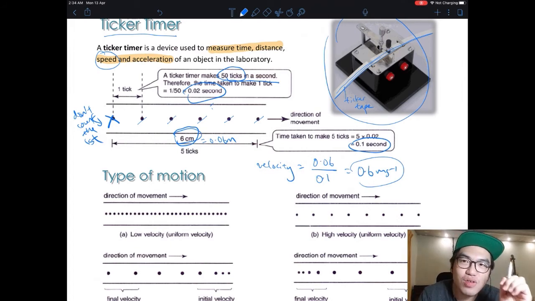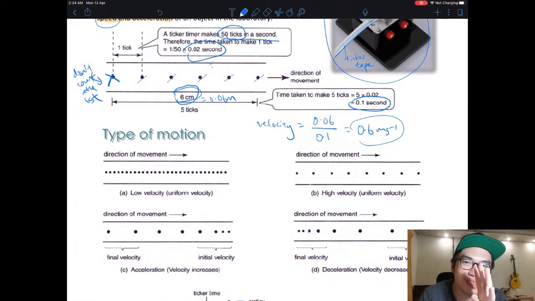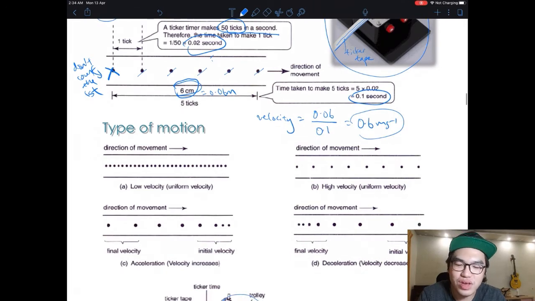Okay, so let's look at our tape. We have 4 examples here. So like I said just now, if your ticks are very close together, I'm moving very slow. Low velocity. If they are very far apart, high velocity. These 2 cases I want you to remember.